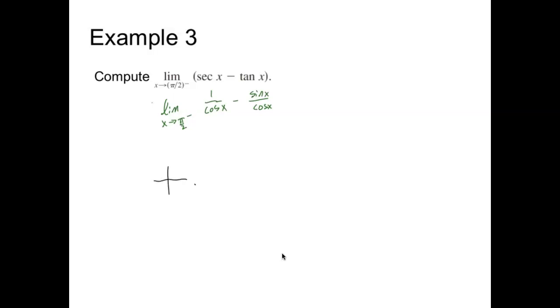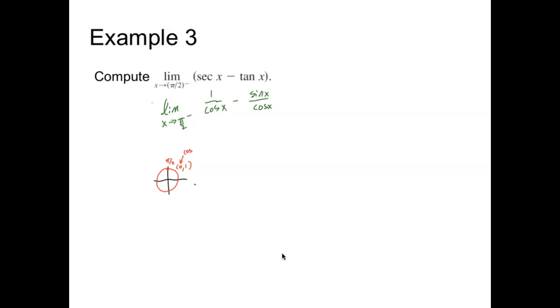So if we look at our unit circle, pi over 2 is here at the top. It's a 90-degree angle. The coordinate there is (0, 1). Remember that cosine is the x-coordinate. So cosine of pi over 2 is 0. So as I approach pi over 2, cosine is getting closer to 0.